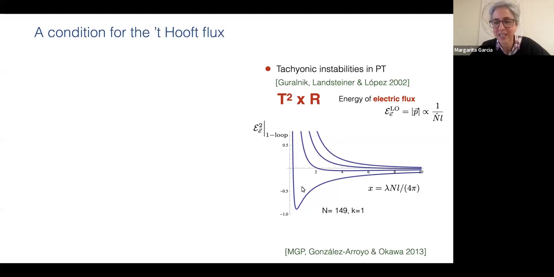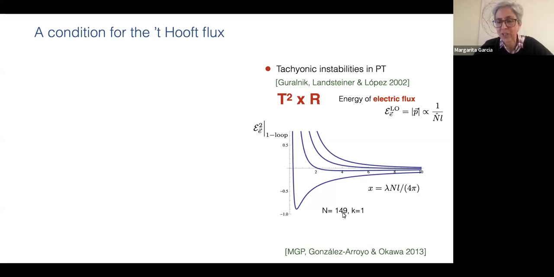So I'm plotting here, for instance, for the case of n equals 149 and k equals 1, the result of plotting E squared, this is the electric flux energy squared at one-loop order, versus the volume for different electric fluxes. And you see what is the problem. This energy squared becomes negative. This is why it's called the tachyonic instability. Okay, the self-energy drives the E squared negative for several of the fluxes. And this is generic when one tries to keep k fixed and send n to infinity.